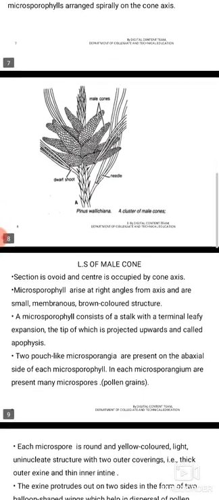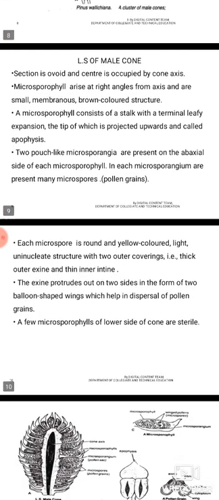In each microsporangium are present many microspores or pollen grains. Each microspore is round, yellow colored, light, uninucleate with 2 outer coverings, that is, outer thick exine and inner thin intine. The outer exine protrudes out on 2 sides in the form of 2 balloon-shaped wings which help in dispersal of the pollen grain. A few microsporophylls on the lower side of the cone are sterile.